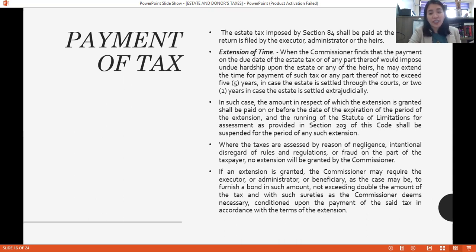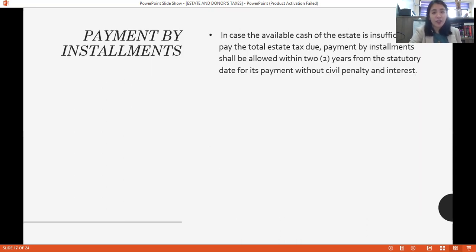If an extension is granted, the commissioner may require the executor or administrator or beneficiary, as the case may be, to furnish a bond in such amount not exceeding double the amount of the tax, and with such sureties as the commissioner deems necessary, conditioned upon the payment of the said tax in accordance with the terms of the extension. So allowed ba yung payment by installments?